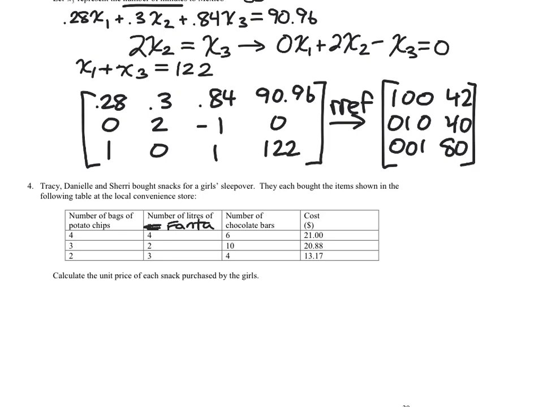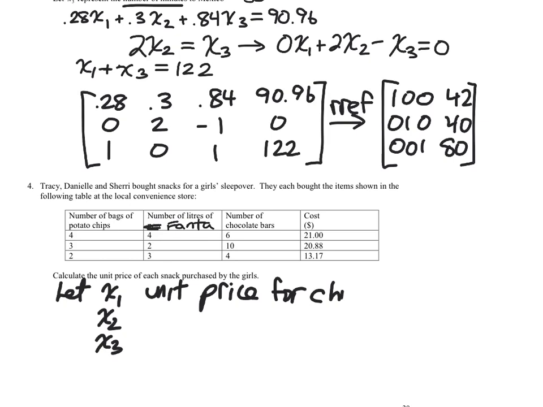So we want the unit price of each snack purchased by the girls. All right, so I'm going to let X1, 2, and 3. X1 is the unit price for chips. Got to define your variables, unless they define it for you like all the other problems, but in this case, it doesn't seem like they did. Fanta. And chocolate bars.